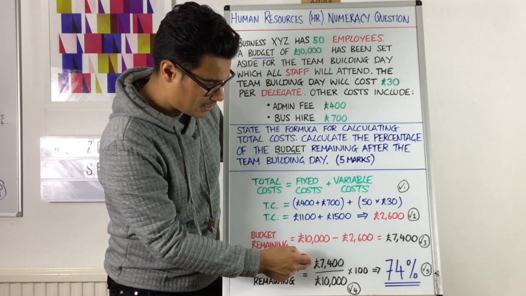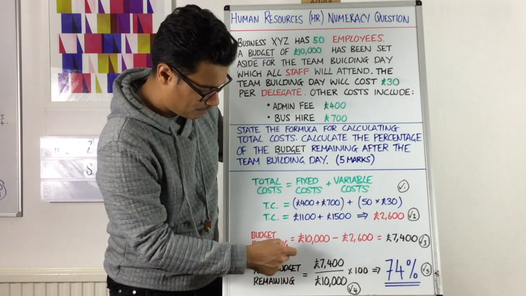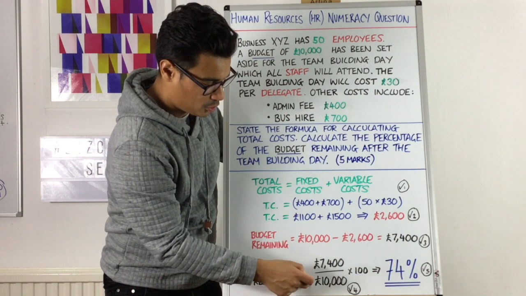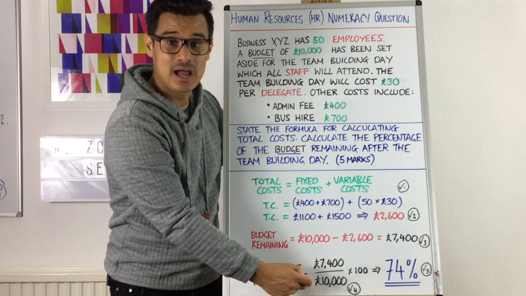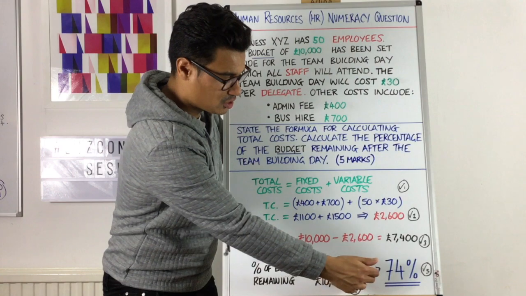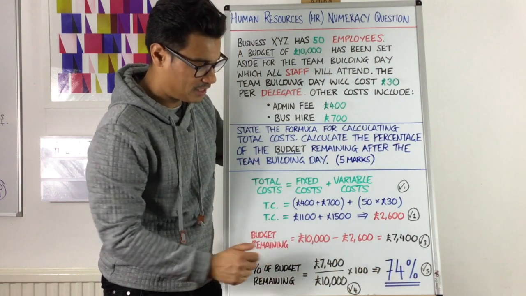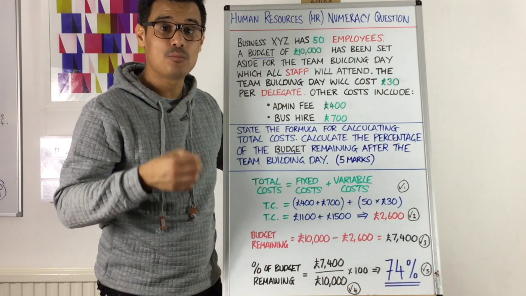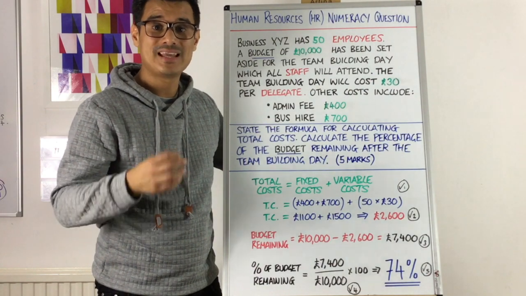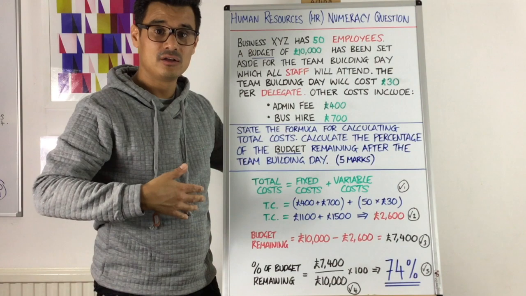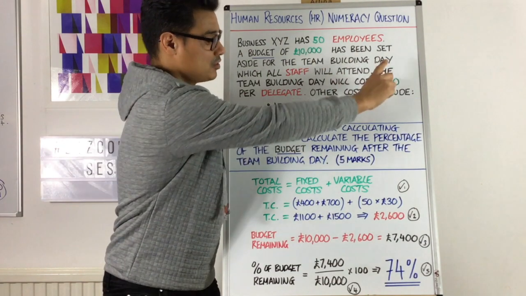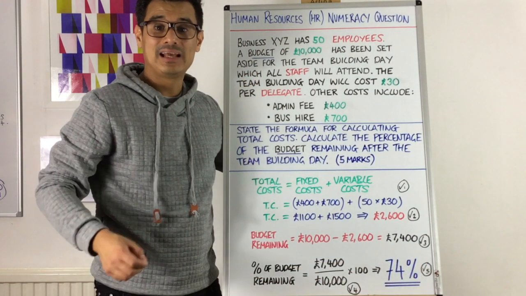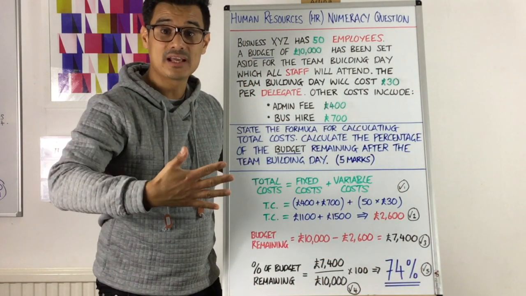And for that, we take how much is left, because we just worked out budget remaining, £7,400 is left, and the total budget was £10,000. Remember, it's a percentage, so times it by 100 after you've divided it, and that will come to 74%. So 74% of the budget is remaining after doing this team building day. And don't forget, always put those percentages in and collect the 5 marks and move on to the next question feeling confident.